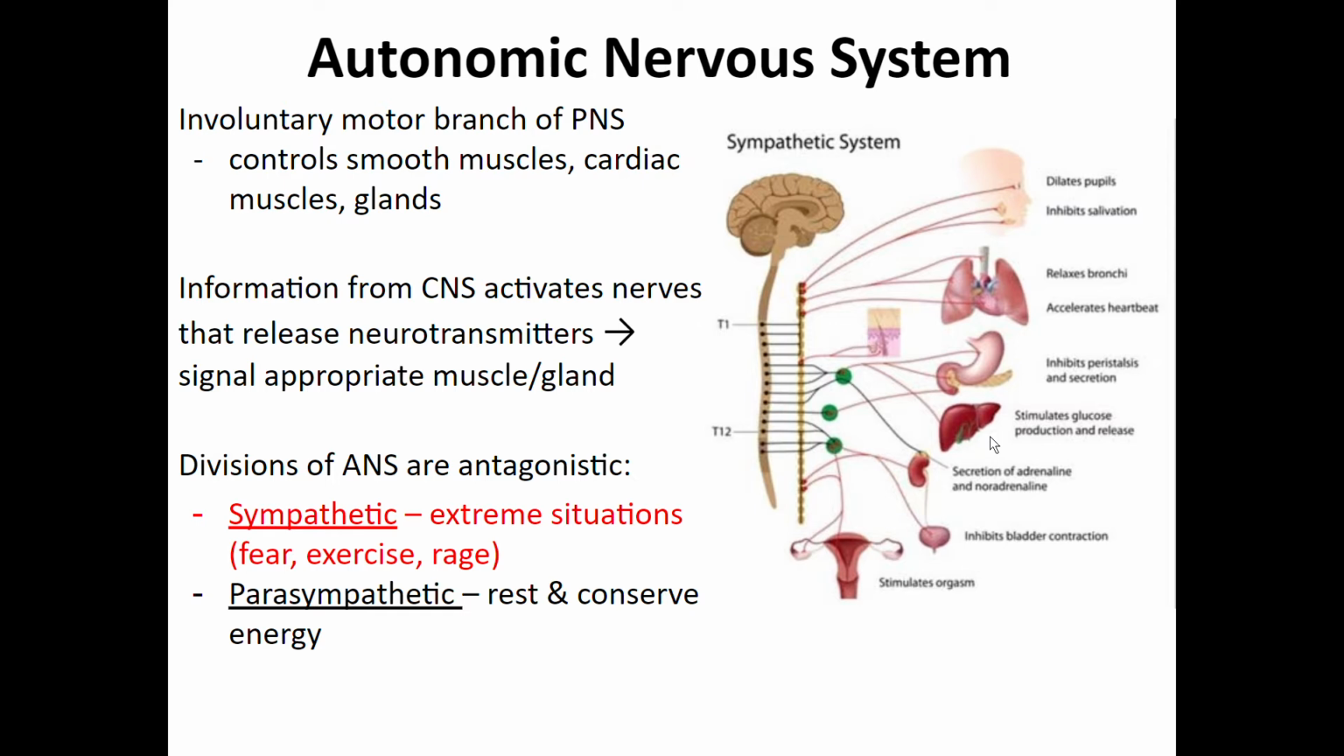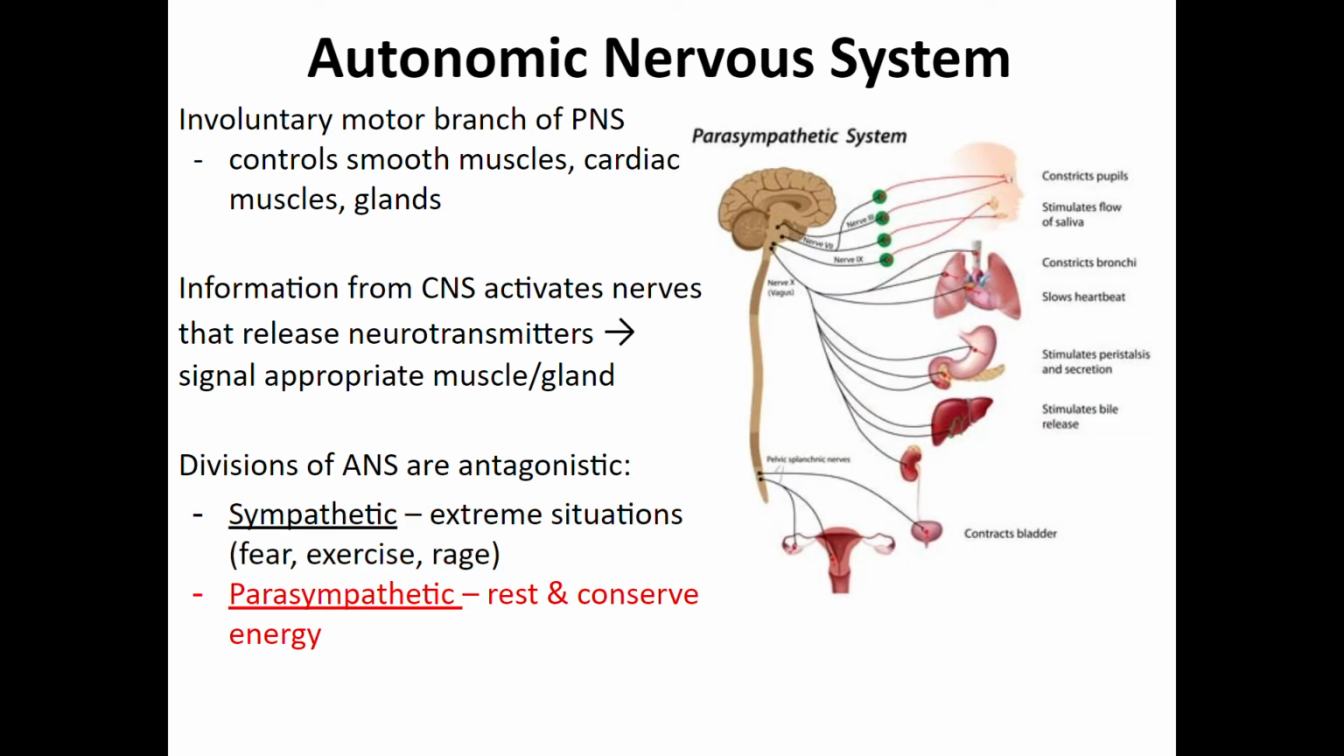Compare that against the parasympathetic nervous system, where the signal will originate in the brainstem, or down here in the sacral region of the spinal cord. And then you may or may not use ganglia. So you can see some ganglia here, no ganglia down here, to activate these target organs to rest and digest. So you're going to slow your heart rate, you're going to slow your breathing, you're going to stimulate your gut to digest food, and so on.